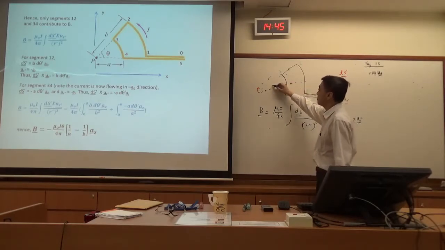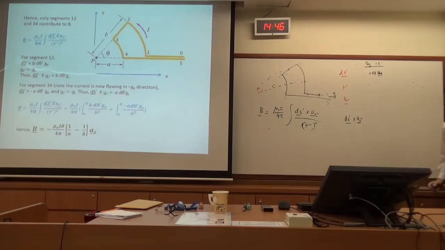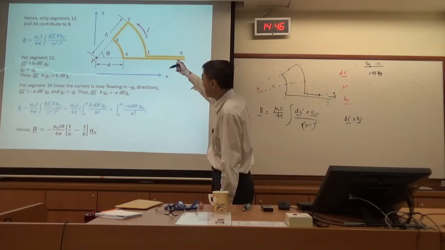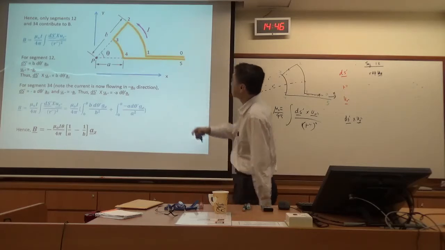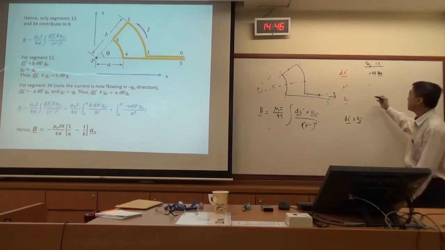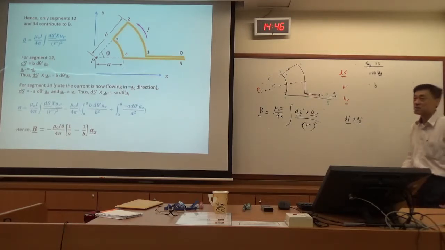R double prime, which is equal to... the outside is A or inside is A? Outside is A, right? Or B. Outside is B. Okay. R double prime is equal to B, is a constant.